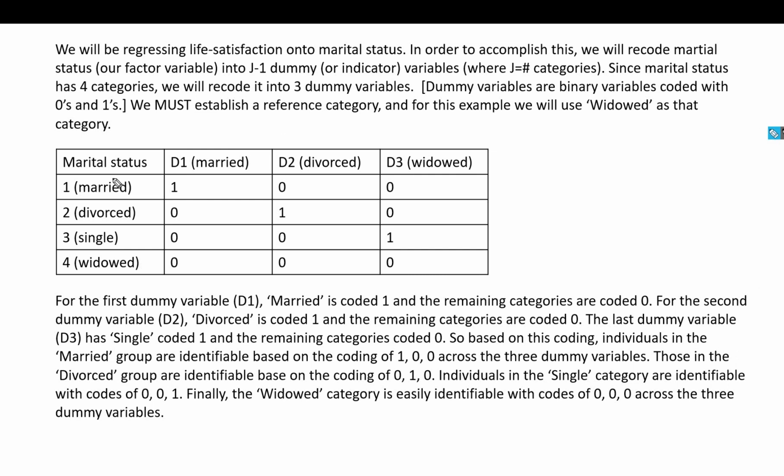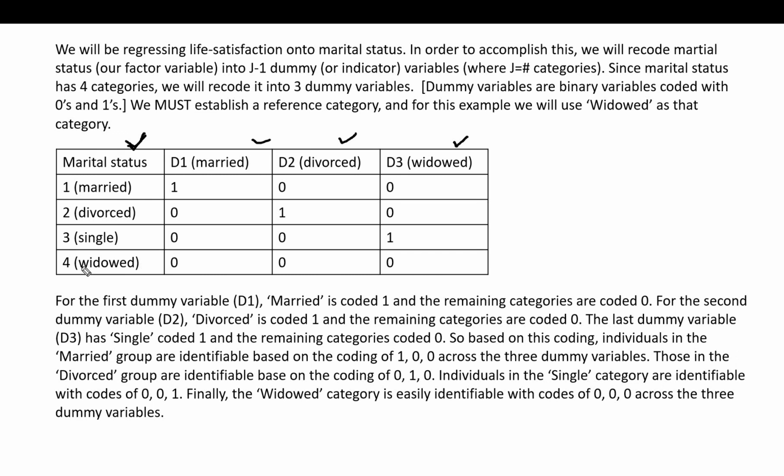So as you can see right here, I've got marital status. This is the original variable right here, and then I have three dummy variables that I have created. So basically the number of dummy variables that you will include in your regression analysis is going to be equal to the number of groups associated with the original variable minus 1. So because marital status has 4 levels, we have married, divorced, single, and widowed. That means that we want to create 3 dummy variables that contain the grouping information.